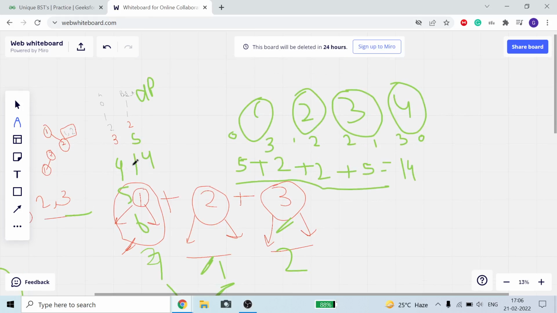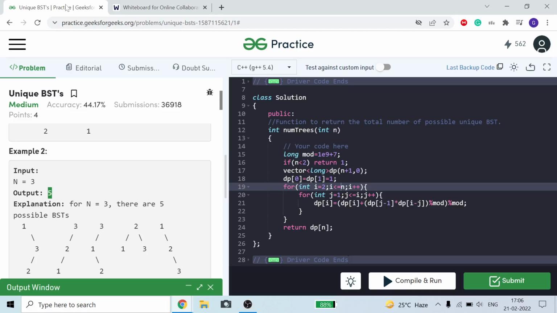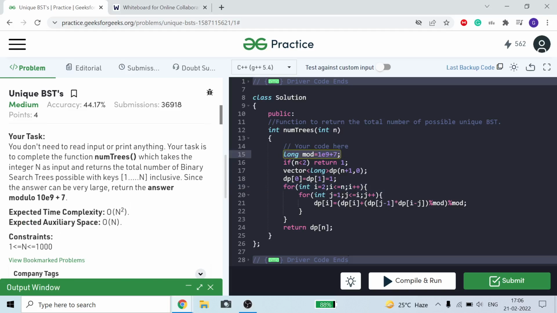Because for each n, I am telling you how it is equal to n square. First of all we will take mod, as you can see here it is written, it is 1e9+7. If we have n equal to 0 or 1, then we just return 1. Then we will take a vector of long type of size n plus 1 and initialize it with 0, and put dp0 and dp1 equal to 1.